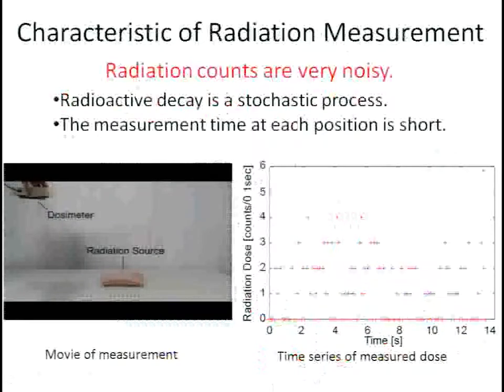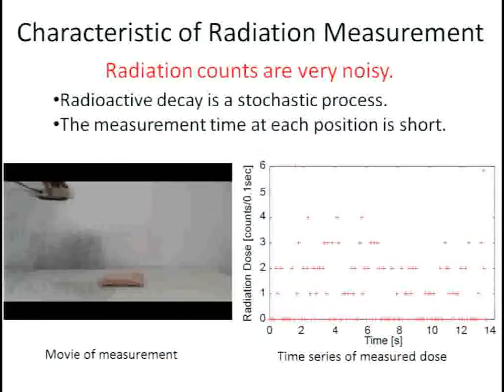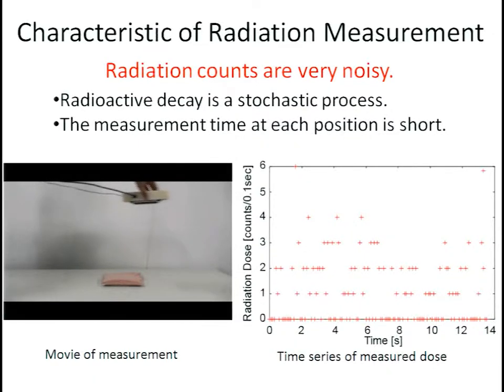One of the problems of radiation source mapping is that the radiation dose is measured as discrete counts and has wide variability. This is because radiation rays originate from radioactive decay, which is a stochastic process, and the measurement time at each position is short due to the moving measurement apparatus. The right figure shows the time series of radiation counts measured in the movie.